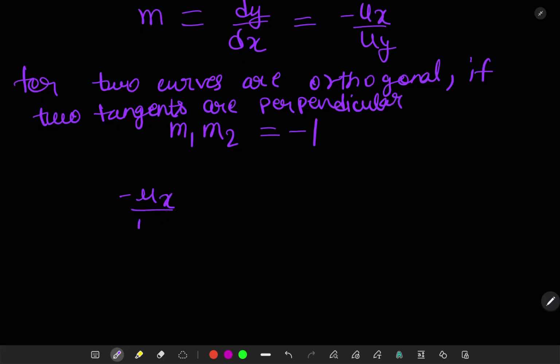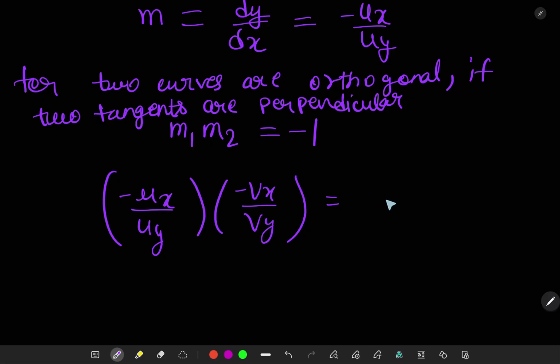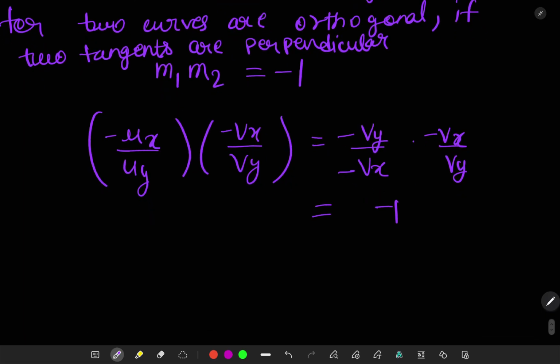Here minus ux divided by uy, minus vx divided by vy equals to dv by dx, into minus vx divided by vy. This minus, so this equals to minus 1 using here Cauchy Riemann equation.